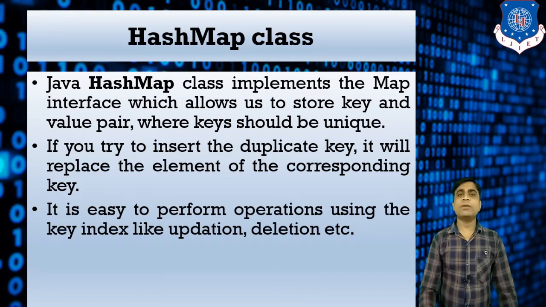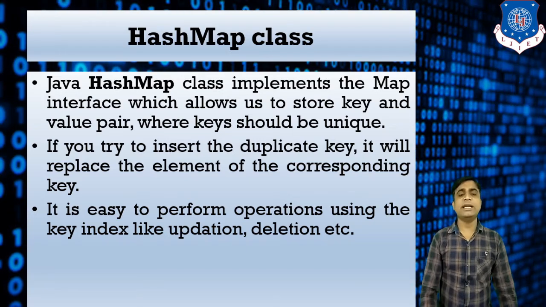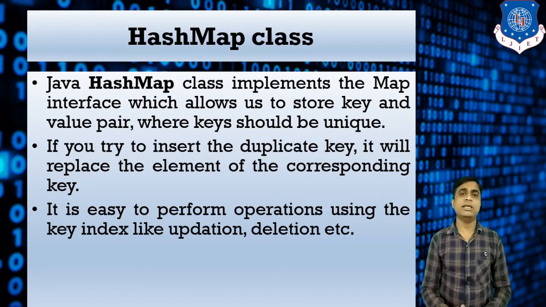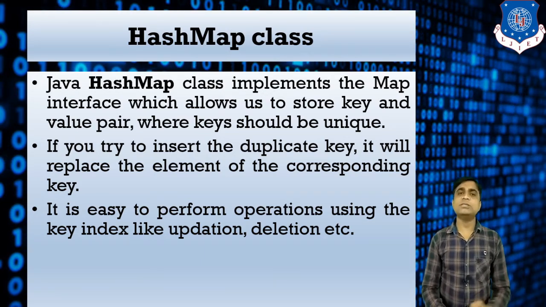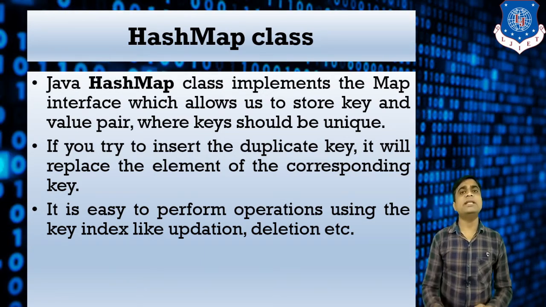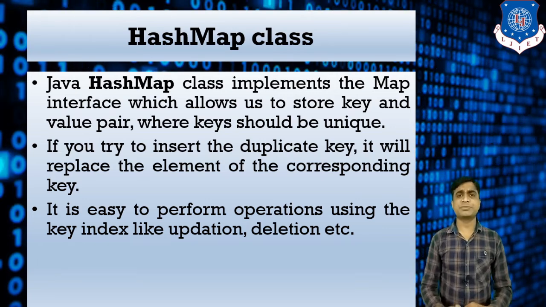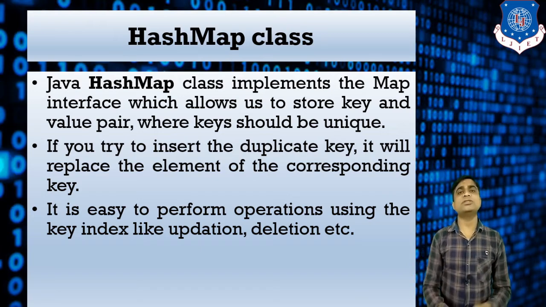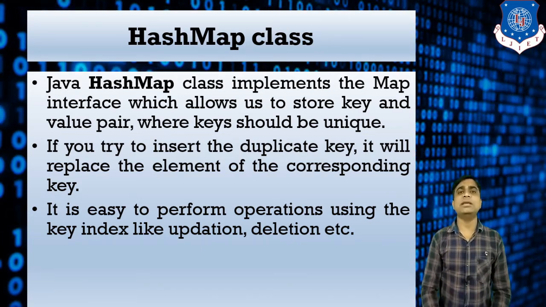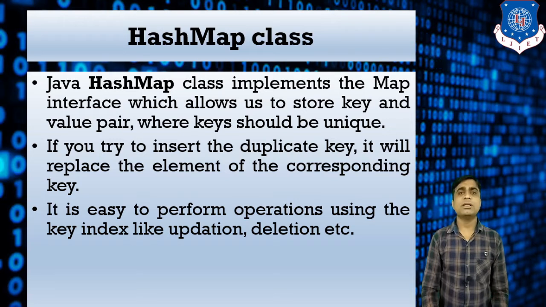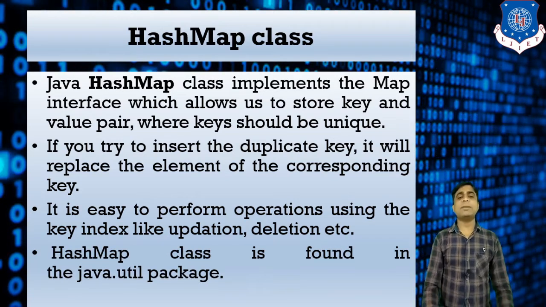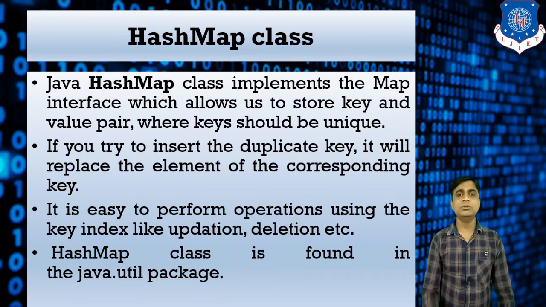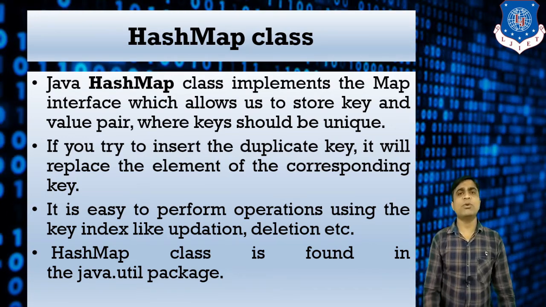It is easy to perform operations using the key, like updation and deletion, because there is a key associated with this HashMap or map interface. We can easily update the value as well as delete the value, and insert the value, compared to the set interface. So that is the difference between the set interface and the map interface. And the last one, the HashMap class is found in the java.util package. So these are the important points about the HashMap.